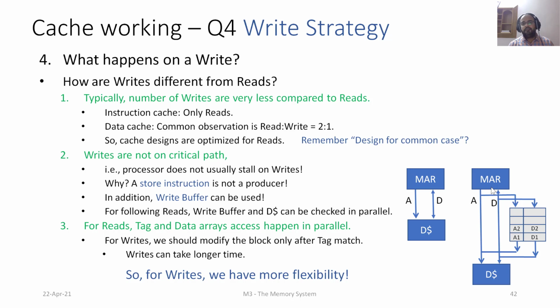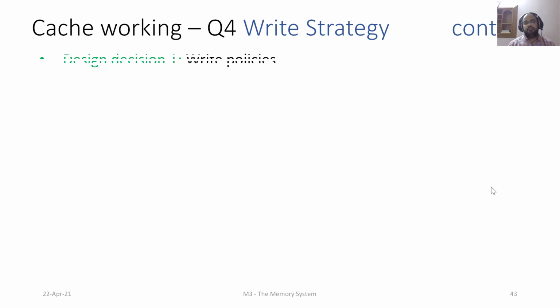So in general, for writes we have more flexibility because they are fewer in number, they are never in the critical path, and they can be slowed down. So with these in mind, let's look at all the different design choices that we have. The first decision that we need to make is about the write policy itself. There are predominantly two write policies, which are write through and write back.